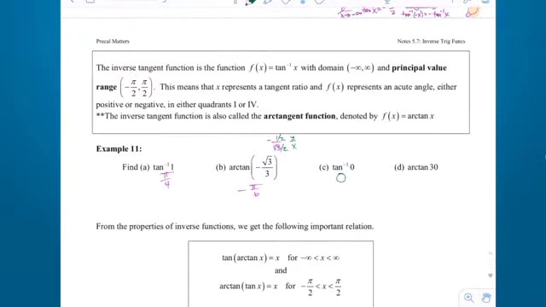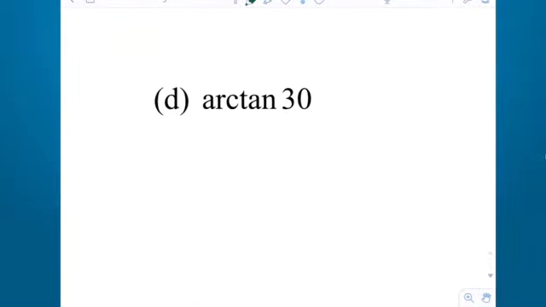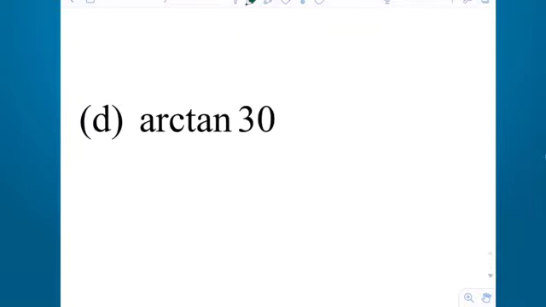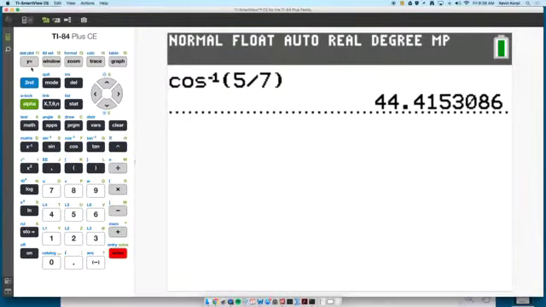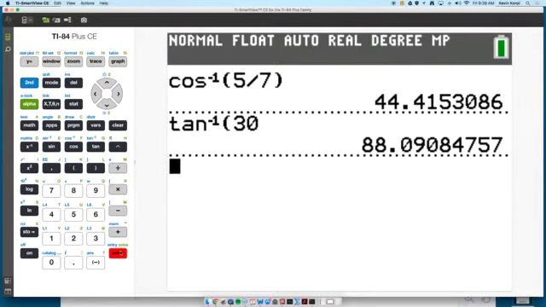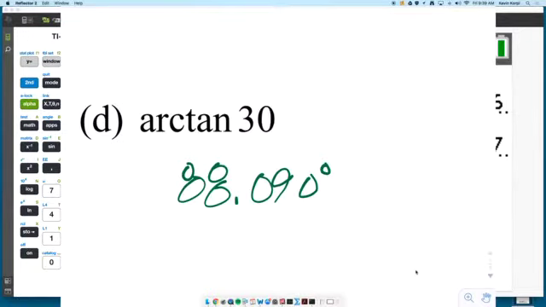All right, one last one to take us to the weekend. Arctangent of 30. Is that an angle or a ratio, 30? It's a ratio. Is it a legal ratio? Yes, because it's part of the real numbers. It's going to be 88.090 degrees. And we need the last 0 because it's part of the accuracy.